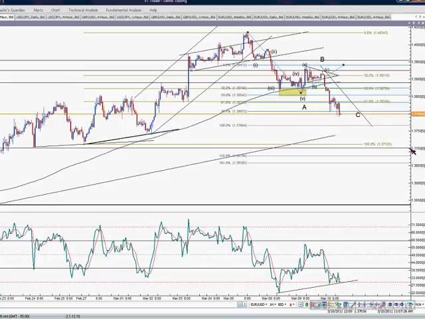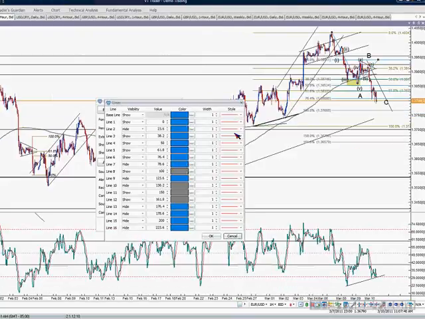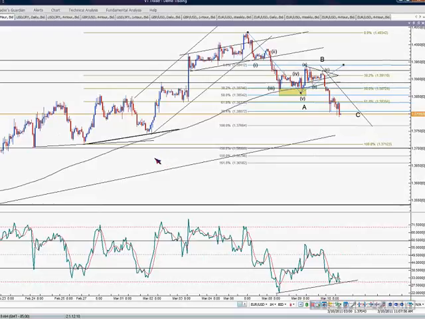So 1.37 is a very important pivot, and we know 130. Let's also put down the 138.2% expansion. Okay, so this is the area where we're looking for support for an extended C wave. All right, so basically, we're going to be eyeing this whole area for support.